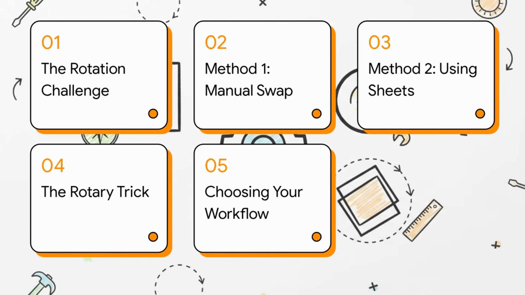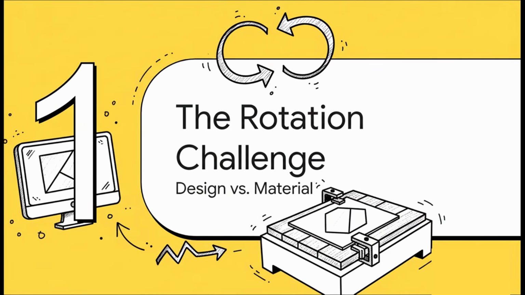So here's our game plan. We're going to break down 3 totally different methods to get this done. We'll start with the tried and true manual swap. Then we'll look at the more organized sheets feature. And we'll finish up with a clever little shortcut that I gotta say is going to make you smile.